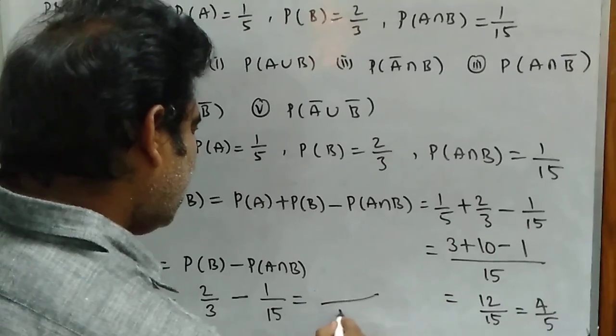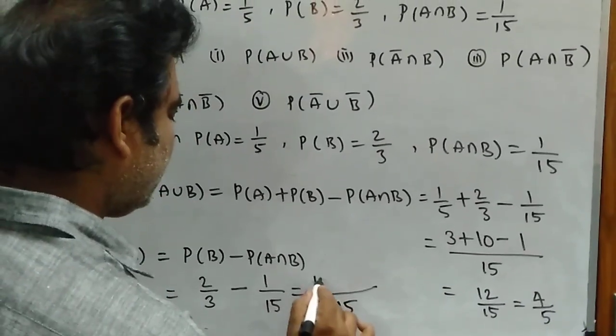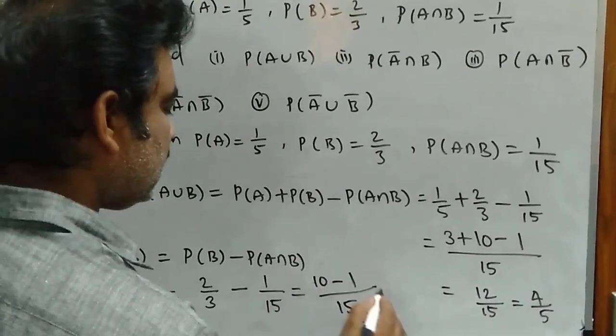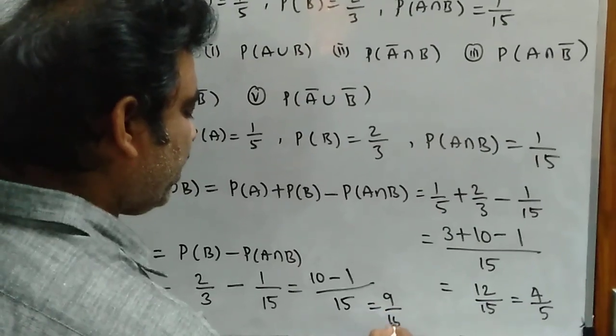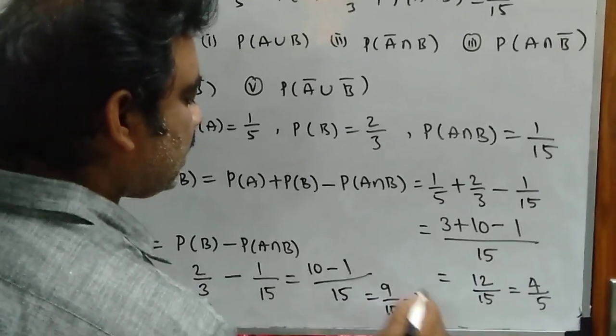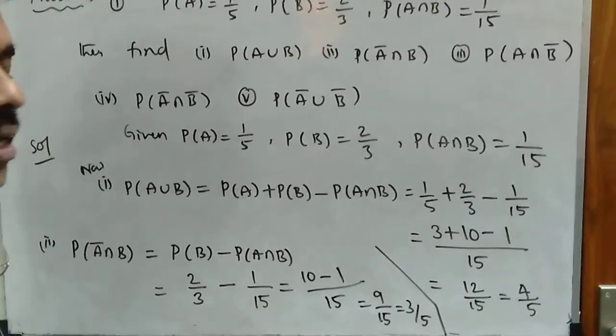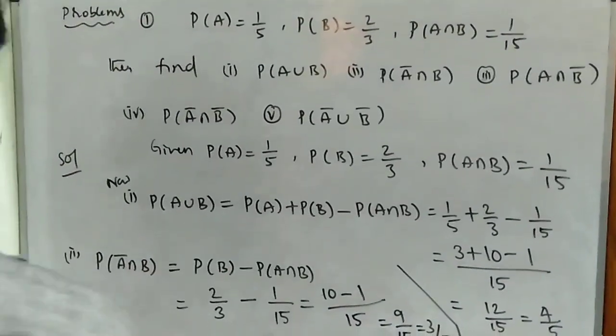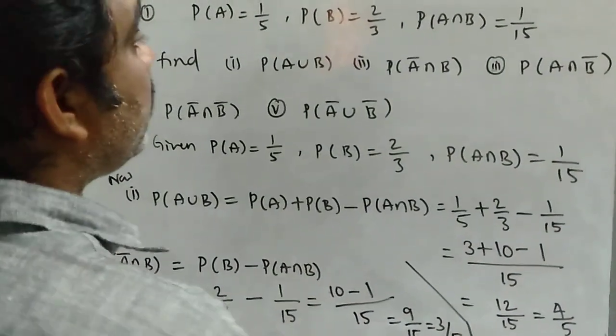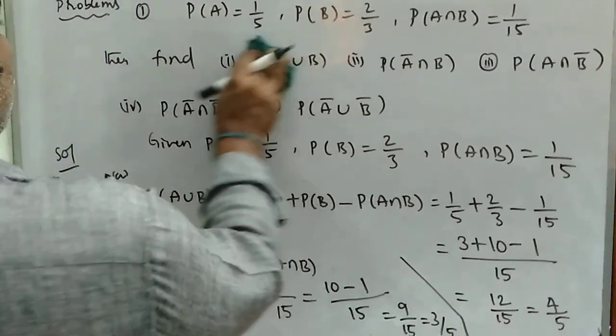So what is the LCM here? 15. 3 5s, 5 2s 10. 15 ones. That is 9 by 15, or 3 by 5, is the required solution. Similarly, find the other probabilities.